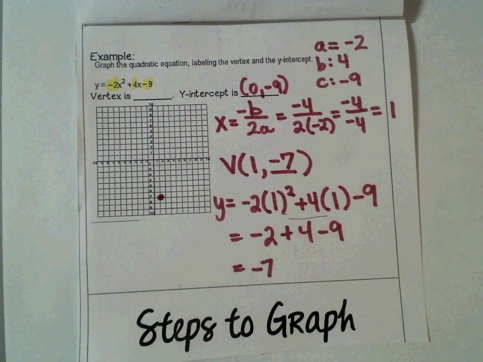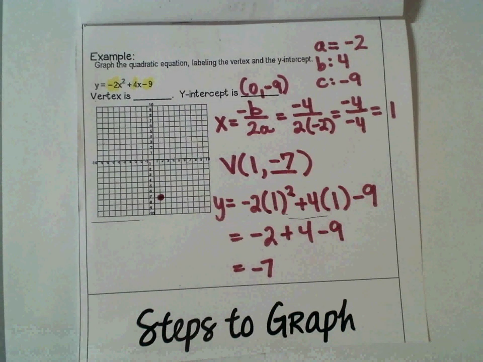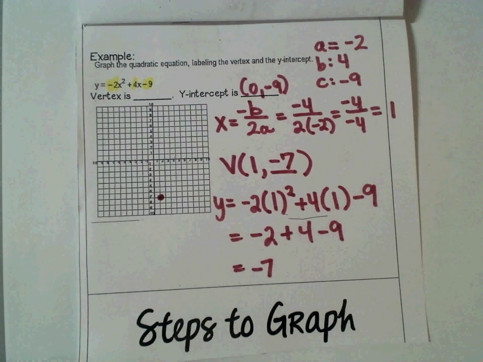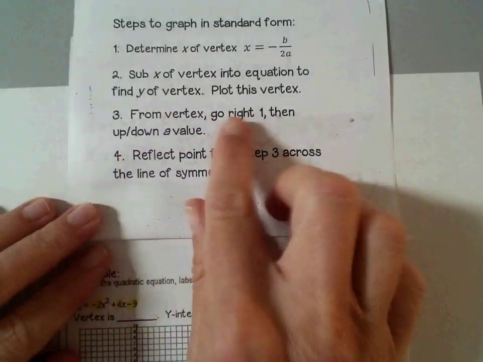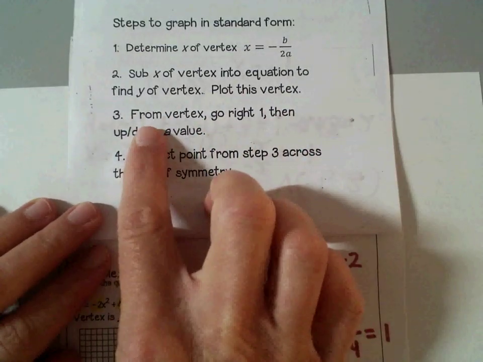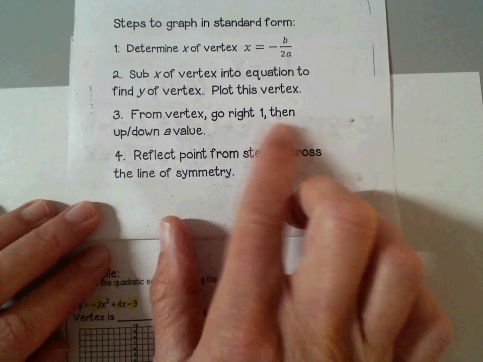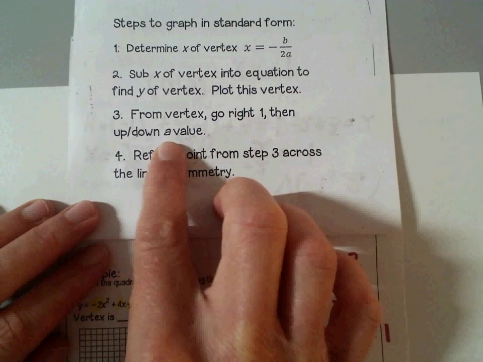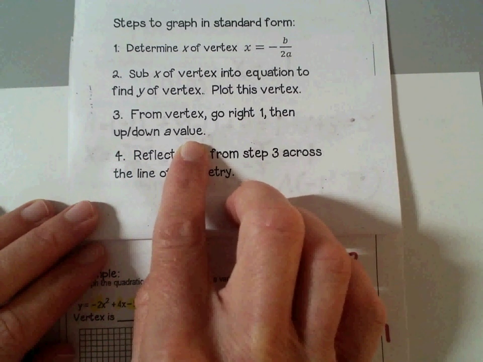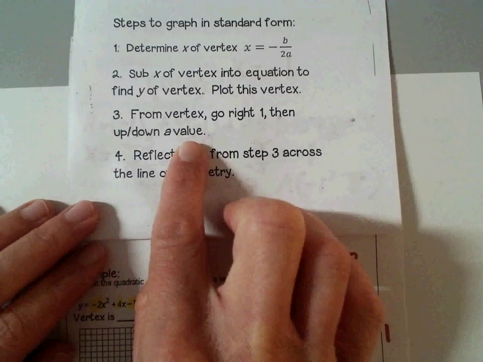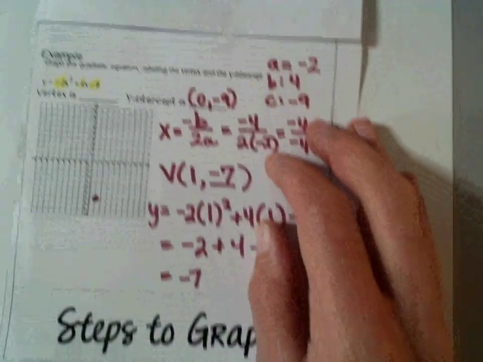Putting the y-intercept is fine, but my problem with always relying on the y-intercept is sometimes your y-intercept is off the graph. You can't even see it because it's so big or so small. So because you don't want to always rely on the y-intercept for that reason, let's follow what it says to do up here. We already plotted the vertex, so what does step 3 tell us? From the vertex, go right 1, then up or down your a value. Does that sound familiar? Didn't we do that last time? Yeah, so that's perfect because we already kind of know this.